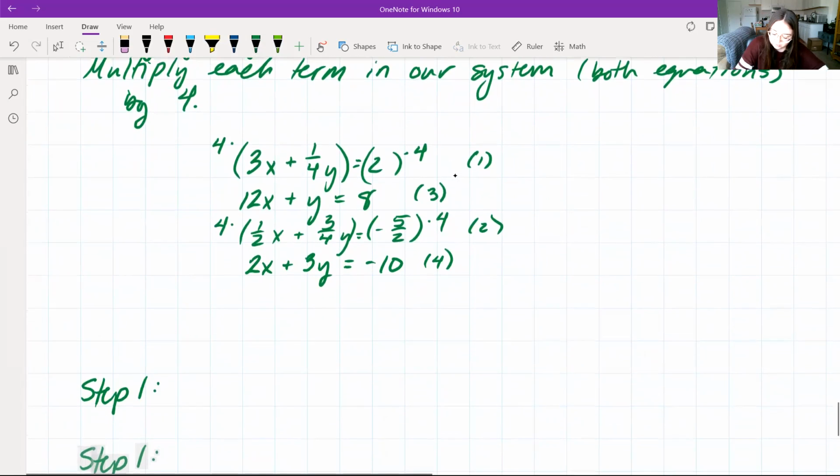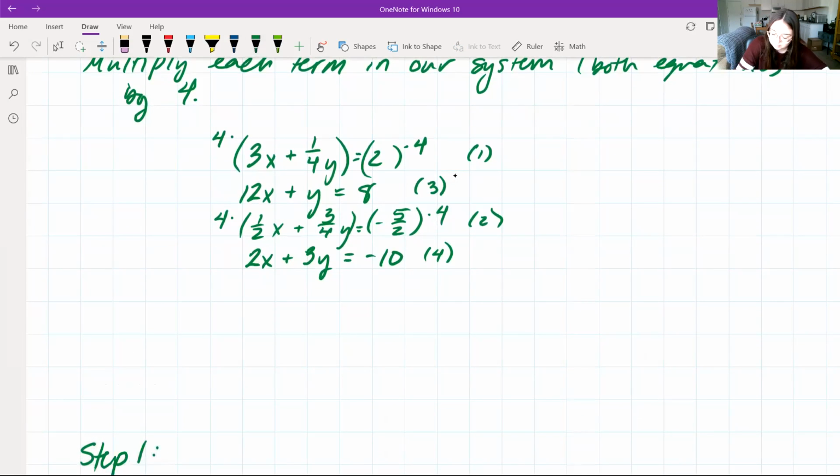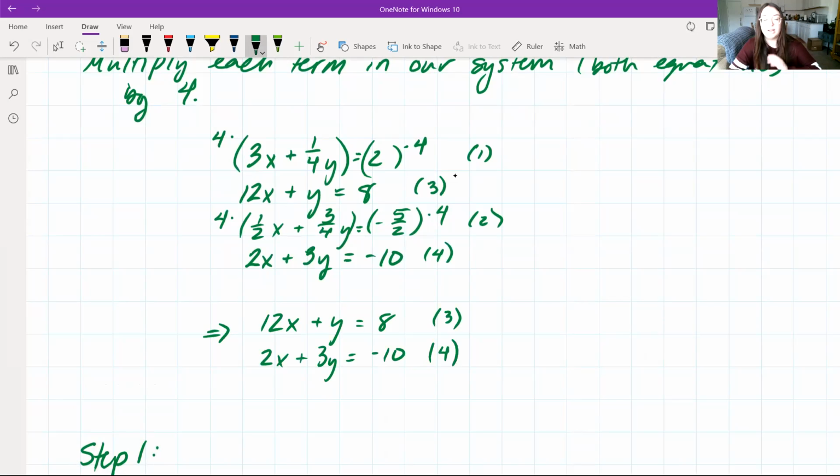So now our new system of equations is 12x plus y is equal to 8, and 2x plus 3y is equal to -10. These are equations now 3 and 4. They are equivalents of our original equations. And now we can go ahead and go through all of our steps like normal, and we have equations that have whole numbers now.